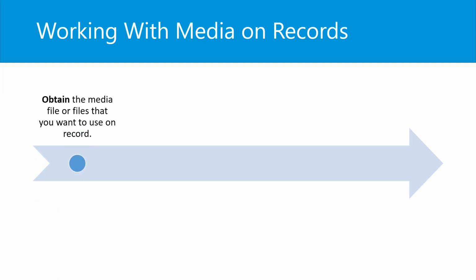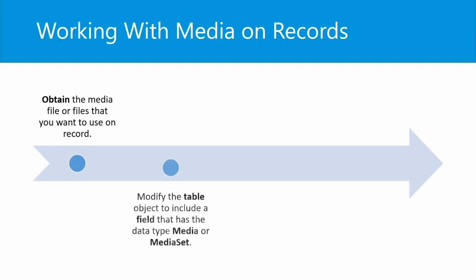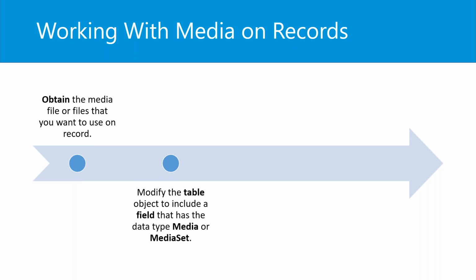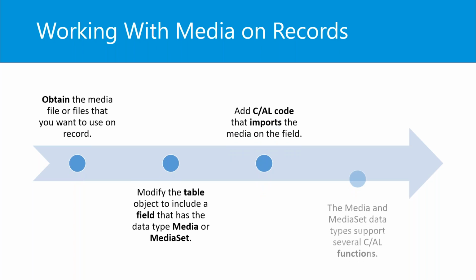First, we need to obtain the media or the files that we would like to use, of course. They need to be somewhere. Then we modify our table object, for example, to include a field with the data type media or media set. So add a new field to the table, set the data type to media or media sets. Add AL code to import the media on our fields, of course.